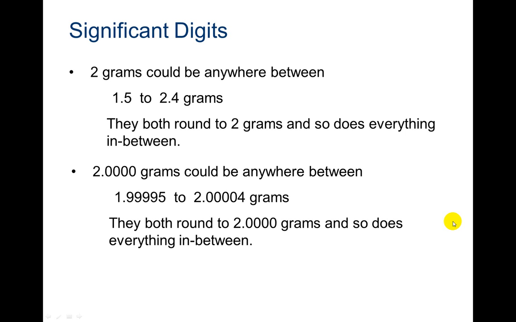So 2.000 grams could be anywhere between 1.99995, because that rounds up to 2.0000, to 2.00004 grams, because that would also round. That is not that much of a difference, comparatively. Because you look at the difference here to here. This one here is a big difference. Well, if I use a scale that doesn't have any places after the decimal, it's a pretty cheap scale. And there's a big difference in the possibilities that it could be. And that's why significant digits are so important when we're looking at science.